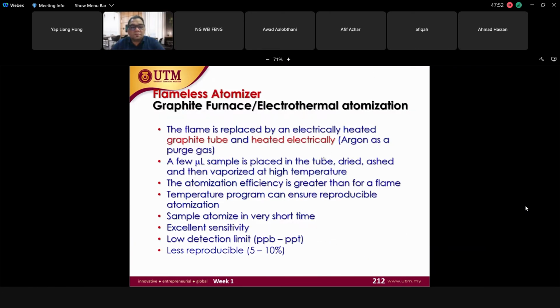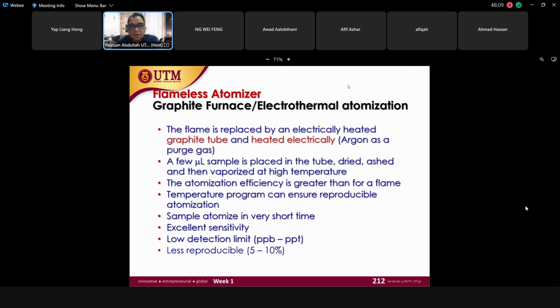All right. We also have the flameless atomizer, which is the graphite furnace AAS. So we don't have any burner here. Sorry, we don't have any flame here, right?